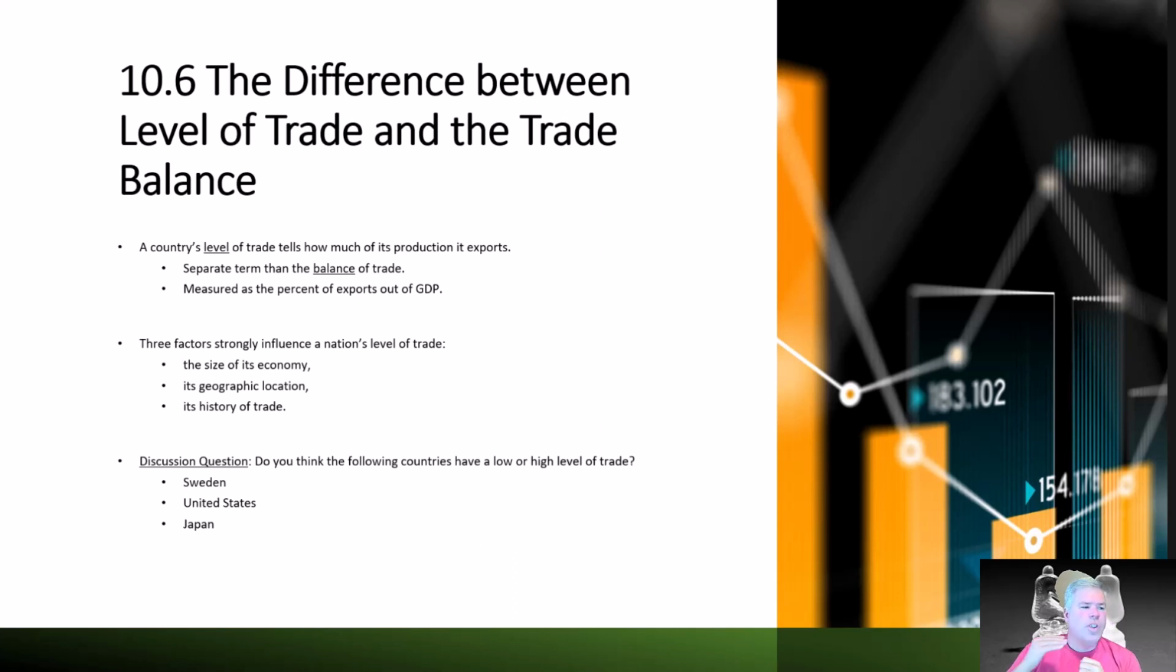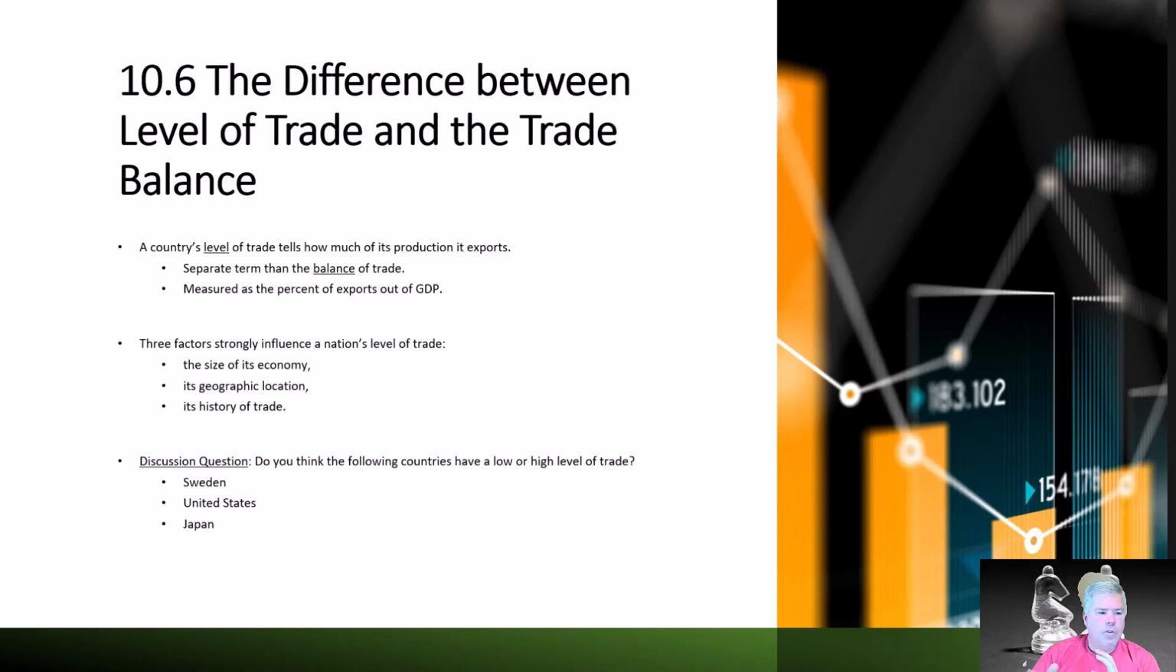A country's level of trade tells how much of its production it exports. So it's a separate term from balance of trade. If it's got a high level of trade, it may have a balance of trade that's zero, but it may have a very high level of trade, because it's got a large amount of exports, and then it's got a large amount of imports. And so the balance of trade may be zero, but the level of trade could be in the trillions of dollars. That's measured as a percent of exports, as a percent of GDP.